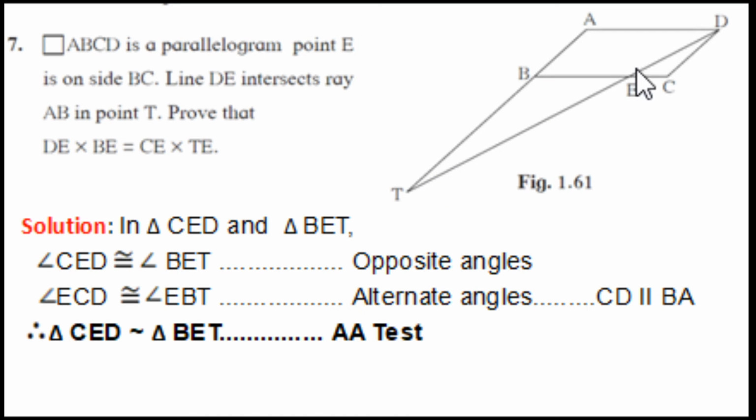So we have to take these two triangles, CED and BET. So in triangle CED and triangle BET, we have to show these two triangles similar. Therefore, angle CED congruent to angle BET, opposite angles, and angle ECD congruent to angle EBT, alternate angles. Here CED and BET are opposite angles. This here one angle and here other angle, as well as this angle ECD and EBT, they are alternate angles. So we get triangle CED similar to triangle BET by AA test.